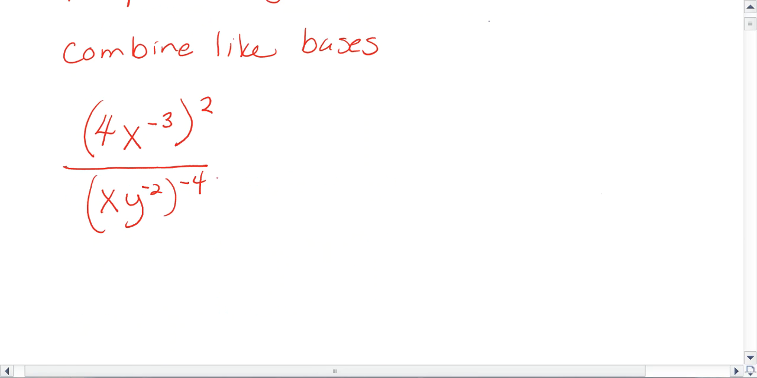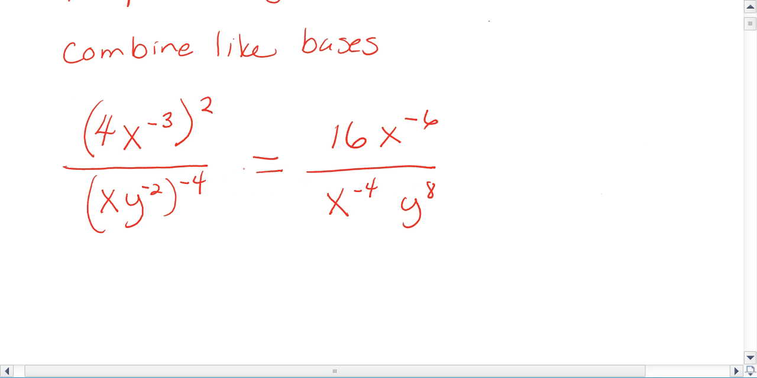In this example I tried to combine some of these properties. So let's see if you remember how to do this. Both of these have parentheses raised to an exponent, so we have to take this squared and do that to the 4 and to the x to the negative 3. So 4 squared is 16. Multiplying, we have a power to a power, multiplying exponents. We have x to the negative 6th. Likewise down here, both of this x and y need to be raised to the negative 4 power. So I have x to the negative 4 power and y to the positive 8 power. So we've taken care of our power to a power.